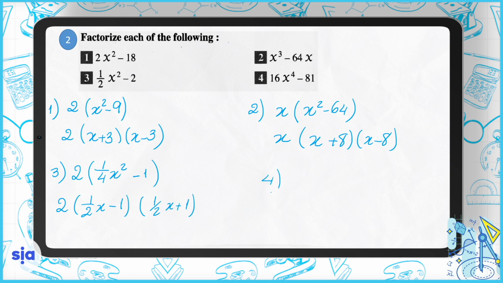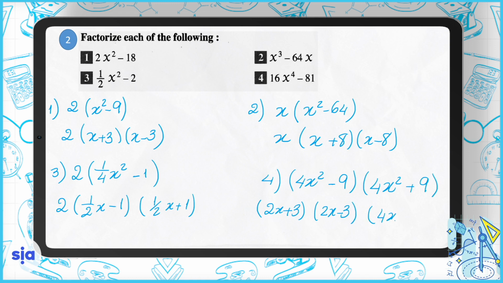Question 4. The first one has a square root of 4x squared, and the second one has a square root of 9. So we're going to make it as 2 brackets, 4x squared minus 9 times 4x squared plus 9. And this bracket as well can be simplified more as 2x plus 3 multiplied by 2x minus 3, while the last bracket we will keep as it is.